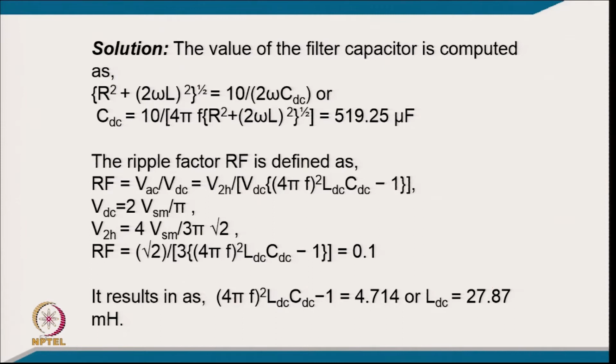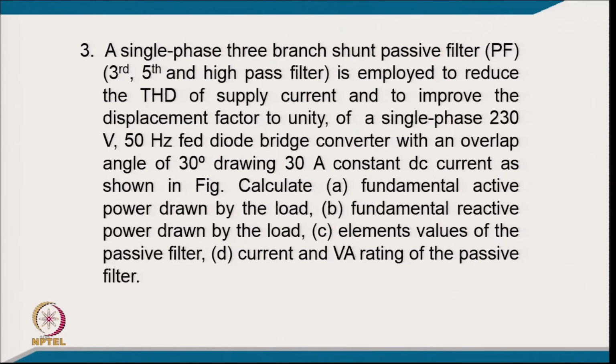Solving this, the value of the filter capacitor is computed from the relation involving R d square plus 2 omega L square, that is 10 upon 2 omega C DC, and C DC comes to 519.25 microfarad. The ripple factor is defined as RF equal to VAC upon VDC. Putting in the values of all these components, the ripple factor comes to 0.5, and the inductor value comes to 27.87 millihenry. So, that is the design of that LC filter.